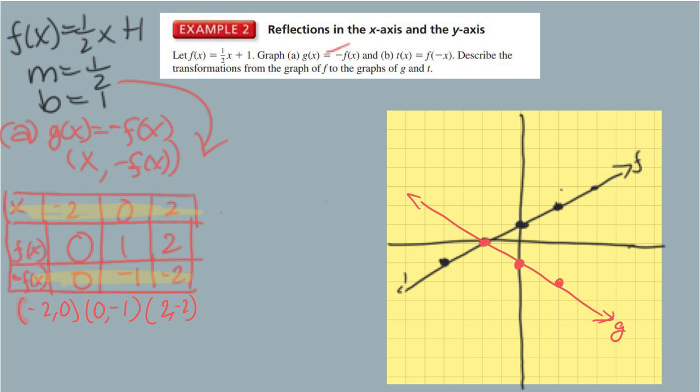So we've done that. What's happening there? It's a reflection. It's going which way? Correct. We're going this way. So it's a reflection over who? The x-axis of the graph of f.